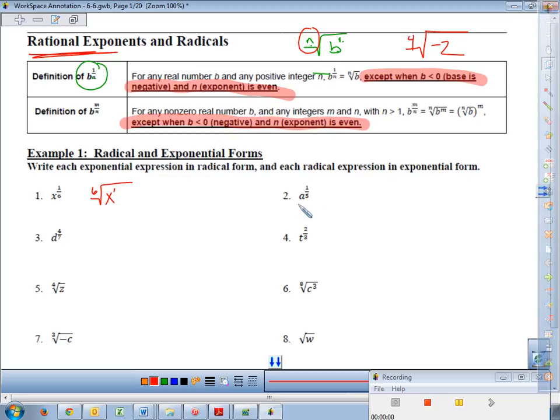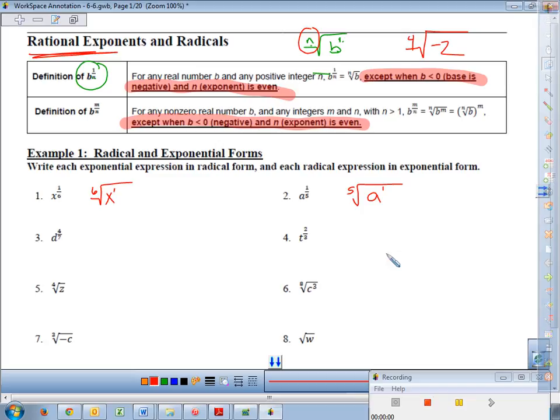So over to number 2, don't we have a rational exponent? We want to write it with a radical. So base a, here's the radical. What's our root in this situation? Is it the 1 or the 5? 5. We've got the 5th root of a to the first power.